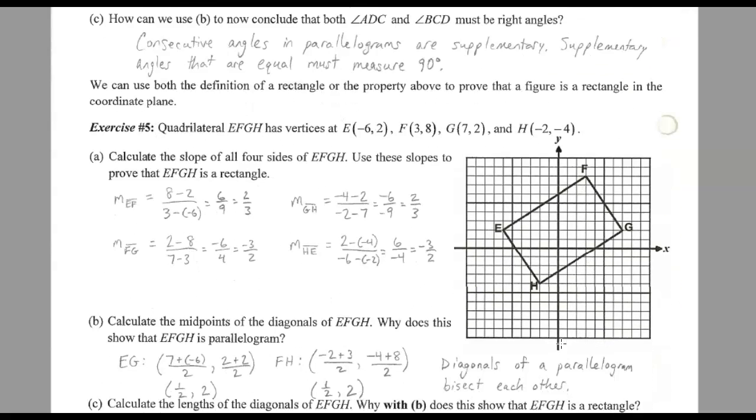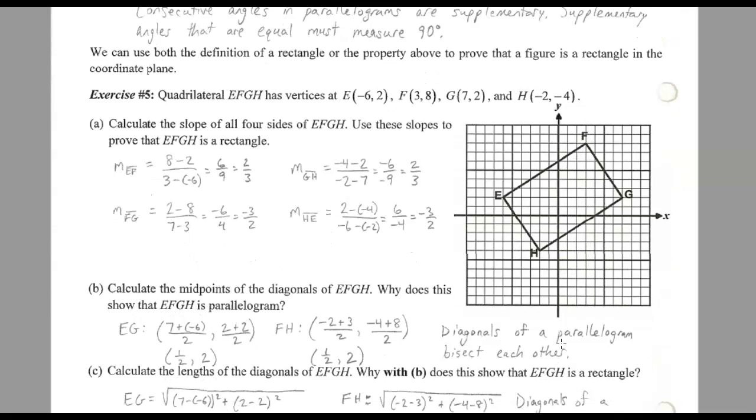All right, and then exercise 5 here, we've got our quadrilateral plotted, and we first want to prove that it's a rectangle. So all we need to do is prove that the slopes of these segments make 90-degree angles. So if we calculate the slopes, you will see that EF and GH both have a slope of 2/3, and that FG and HE both have a slope of -3/2. So you can take a second to copy all that down.